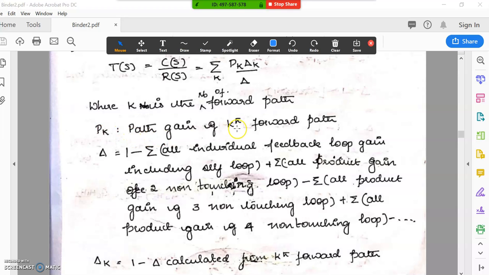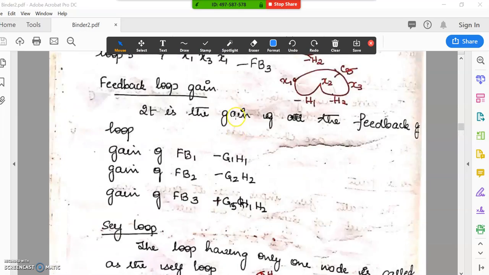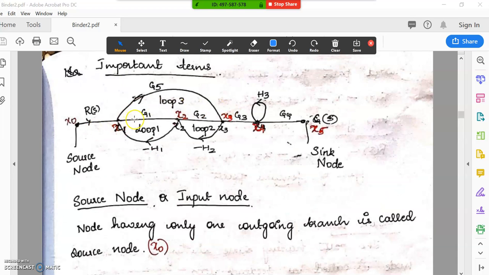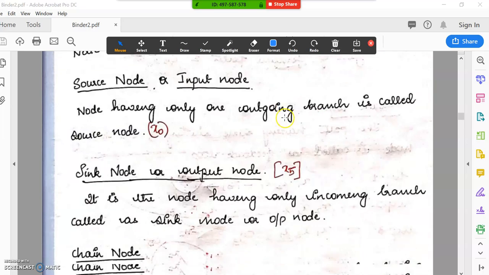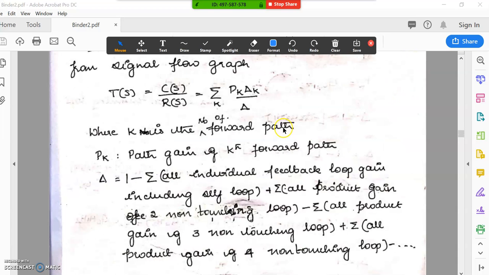P is the path gain of the k-th forward path. How many forward paths did we have? Two forward paths, isn't it? G1, G2, G3, G4. Then it was G5, G3, G4. So we had two forward paths. The gain would be G1, G2, G3, G4 for the first one, and for the second one, G5, G3 and G4. That is the gain of the forward path.